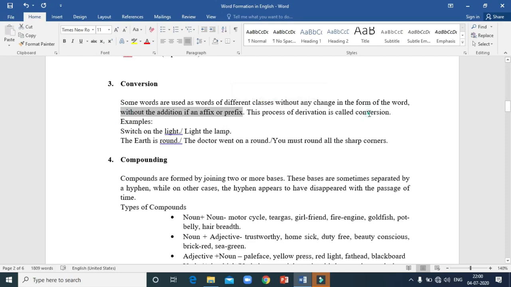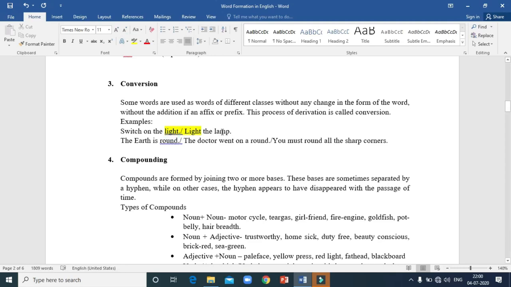Some words are used in different classes. This is a process of derivation. It is called conversion. Let's look at this. We have a word like light. Switch on the light. That is the first sentence. Here light is a noun. Light the lamp. Here light is a verb.